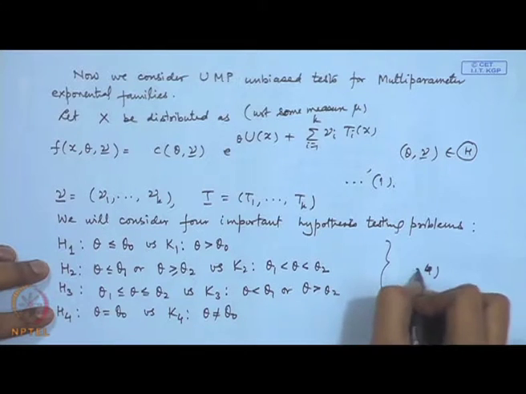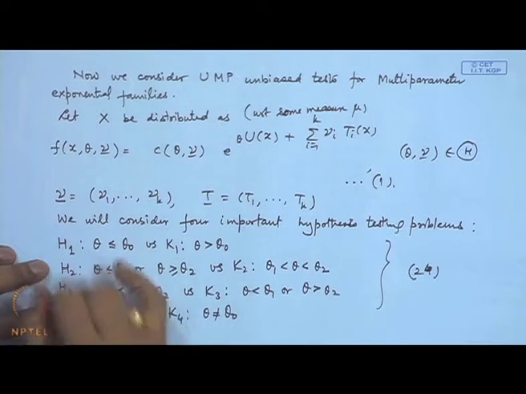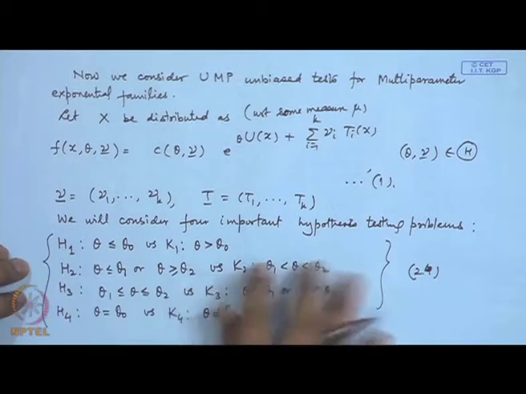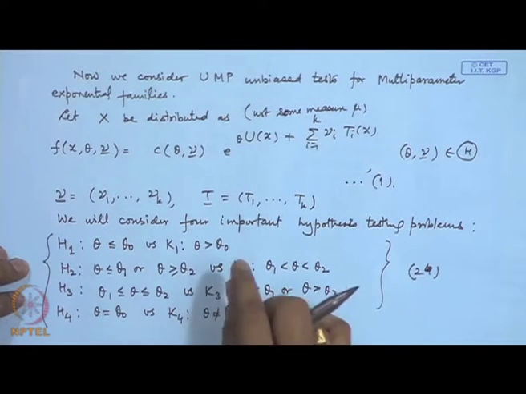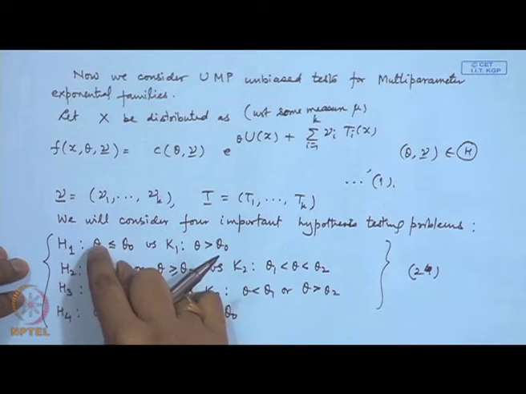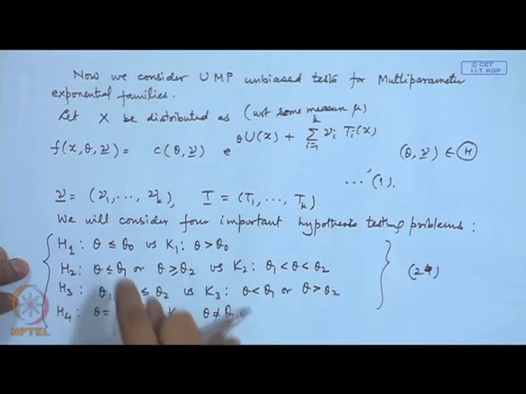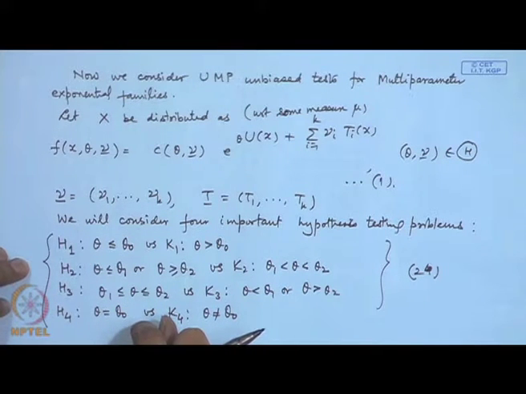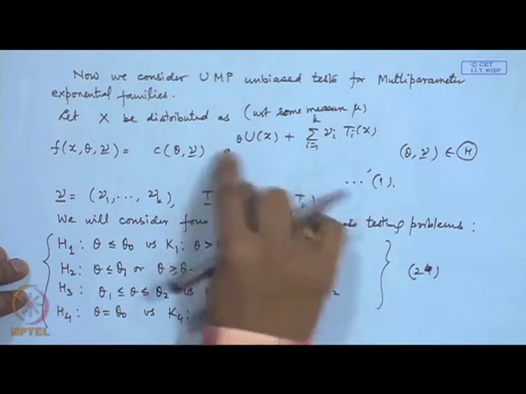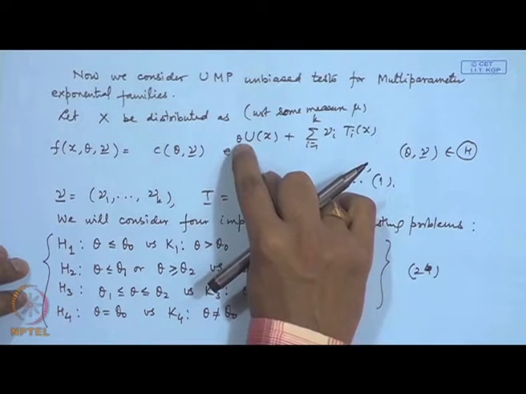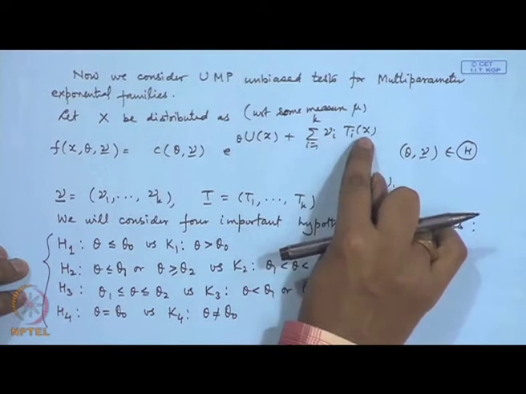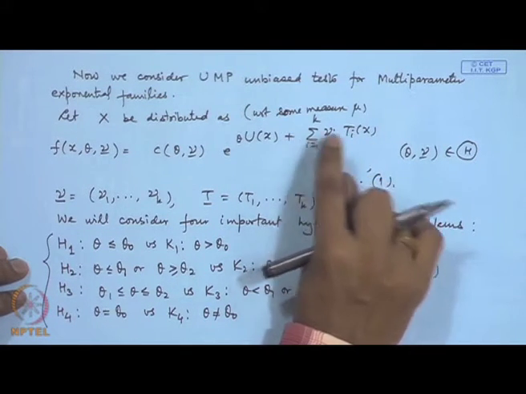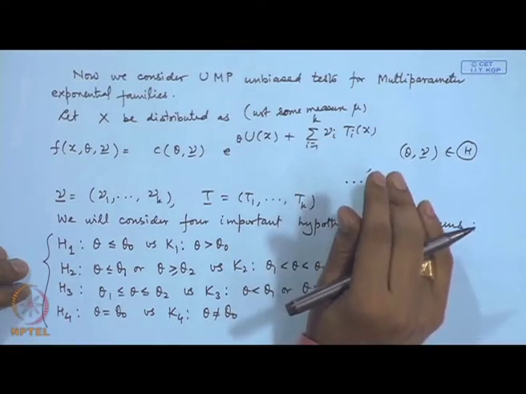Let me give reference to all these 4 important types of hypothesis. In the case of one parameter exponential family, we have shown that UMP tests exist for H 1 and H 2, and UMP unbiased tests exist for H 3 and H 4. But now, we are dealing with multi-parameter exponential family. Here I am writing theta as one of the parameters, but there are other parameters also like nu 1, nu 2, nu k. These are termed usually as nuisance parameters.